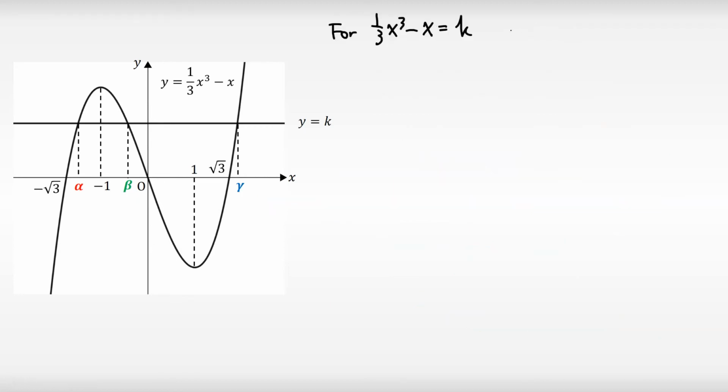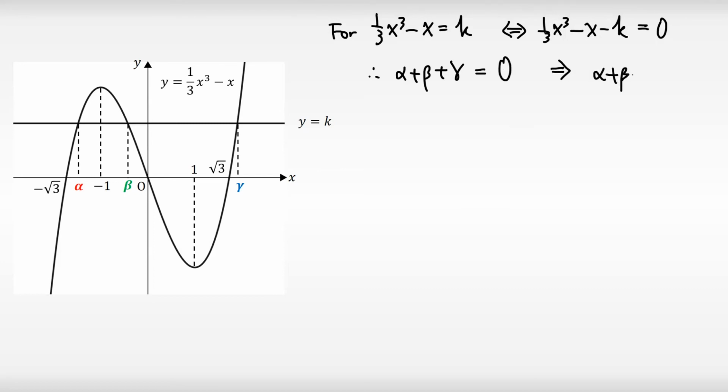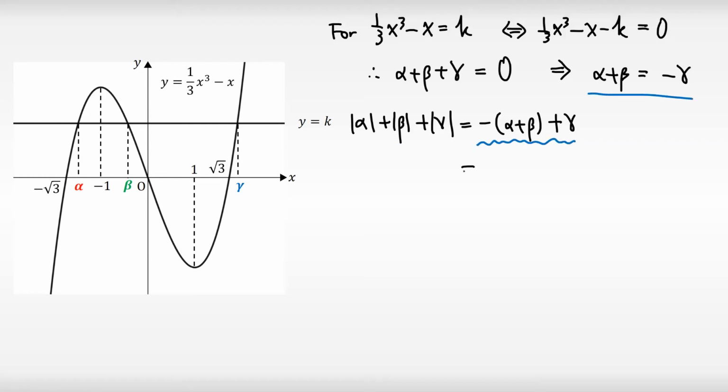So for our case, where the equation is 1/3 x cubed minus x equals k, or 1/3 x cubed minus x minus k equals 0, the coefficient of x squared is 0. So therefore, alpha plus beta plus gamma, the sum of the three roots, is simply 0. So we have alpha plus beta equals minus gamma. And previously, we have shown that the sum of the absolute values of the three roots can be expressed like this. So using this, we have minus gamma plus gamma, which is 2 gamma.